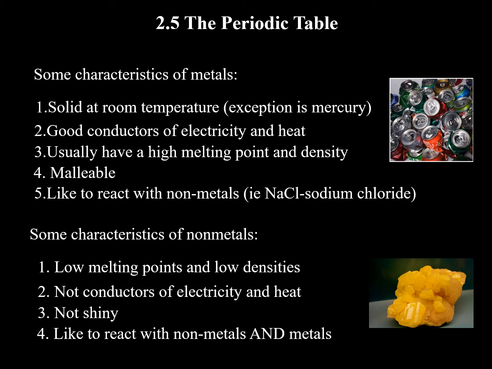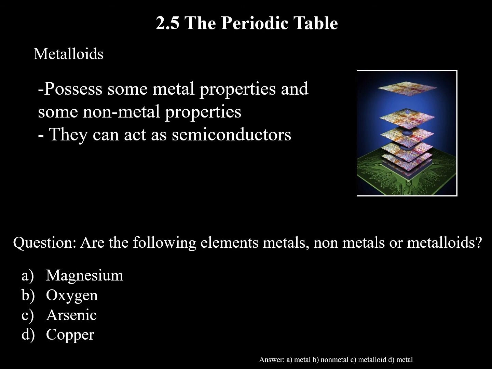Some characteristics of non-metals. They have low melting points, low density. They're not conductors of electricity and heat. They're not very shiny. And they do like to react with metals. Some characteristics of metalloids. They possess properties of both metals and non-metals.